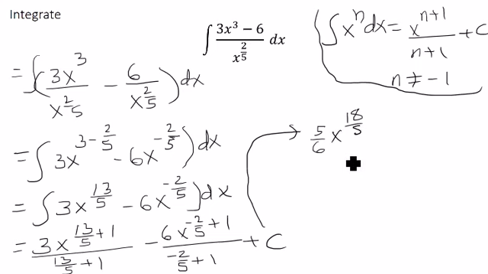And then you have a minus sign there, and 6 is going to be on the top, and the bottom is going to be negative 2/5 plus 1, which is 3/5, and 3 and 6 cancel, so that's a 2. 2 times 5 is 10, so it's going to be 10, x to the negative 2/5 plus 1 is 3/5, and of course plus a constant c. That's the answer.